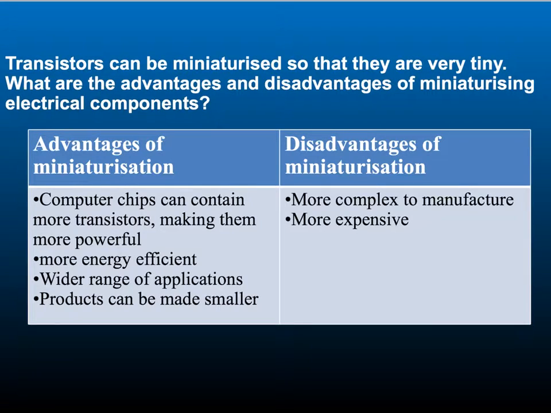Transistors can be miniaturized, or they can be made very, very tiny. There are some certain advantages and disadvantages of miniaturization. The advantages are that computer chips can contain more transistors, making them much more powerful. Smaller components are more energy efficient. Smaller components have a wide range of applications. And smaller components mean that the products contained in them can be made smaller.